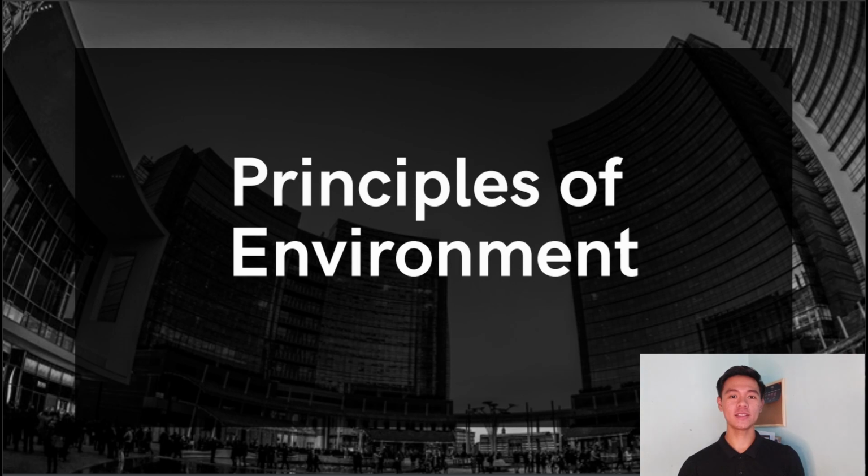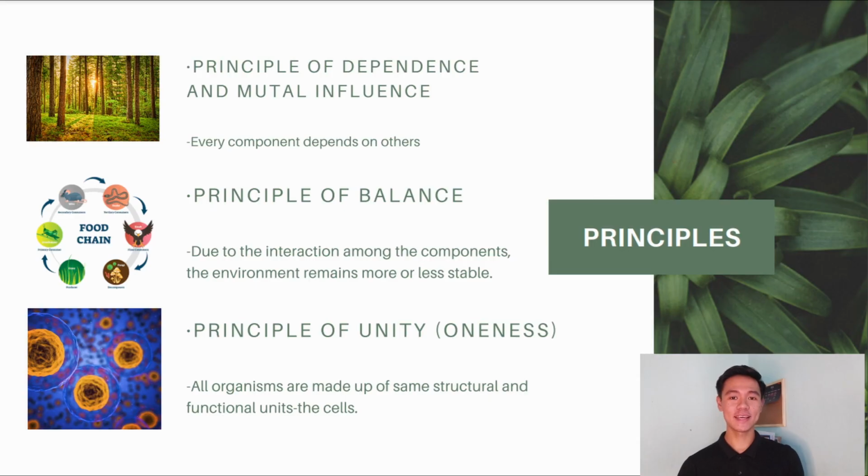The first one is the principle of dependence and mutual influence. Every component depends on the others. This mutual relationship is known as an interaction. Example, the amount of rainfall and growth of trees in an area.